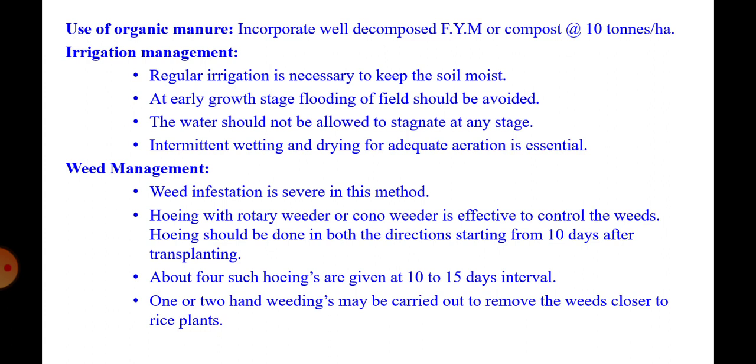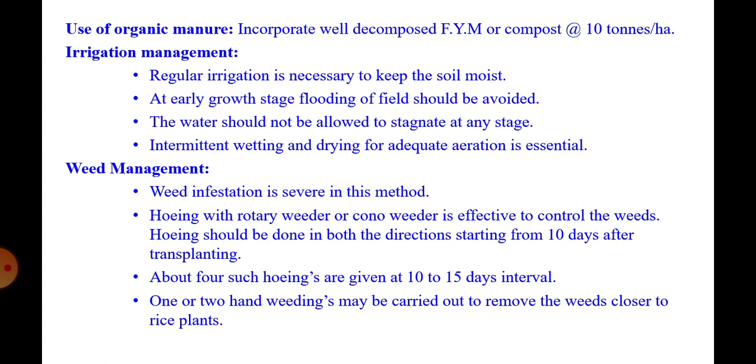Then irrigation management. Regular irrigation is necessary to keep the soil moist. At early growth stage, flooding of the field should be avoided. Water should not be allowed to stagnate at any stage. That is the main importance in this SRI method. Intermittent wetting and drying for adequate aeration is essential.